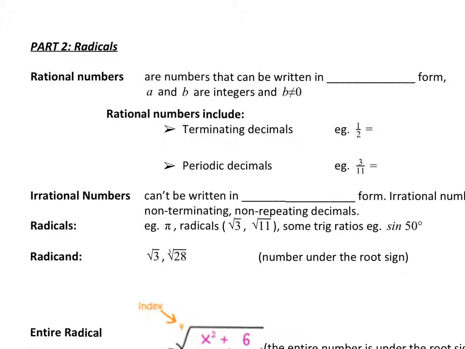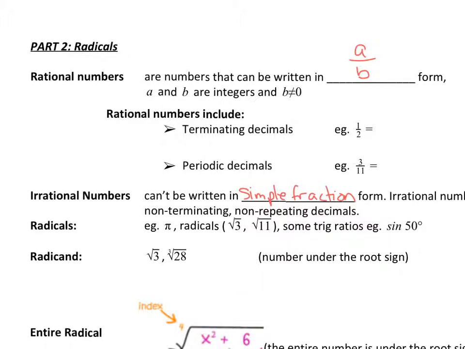So the second part of the lesson today is about radicals. Rational numbers are numbers that can be written in fraction form or in a over b form. Irrational numbers cannot be written as a simple fraction. These are certain numbers that are non-terminating and non-repeating decimals, like pi, like some radicals, like some trig ratios.